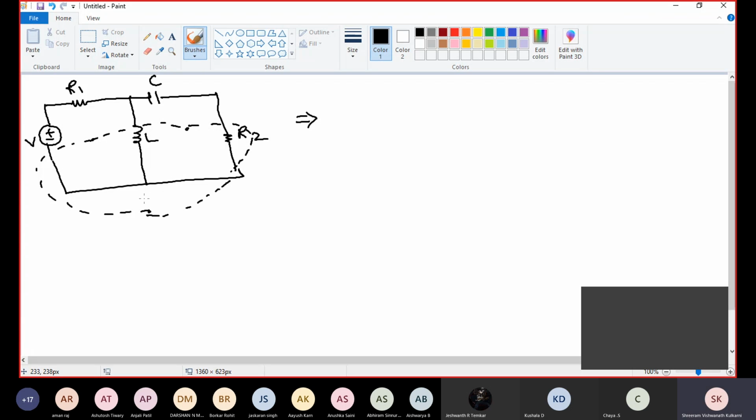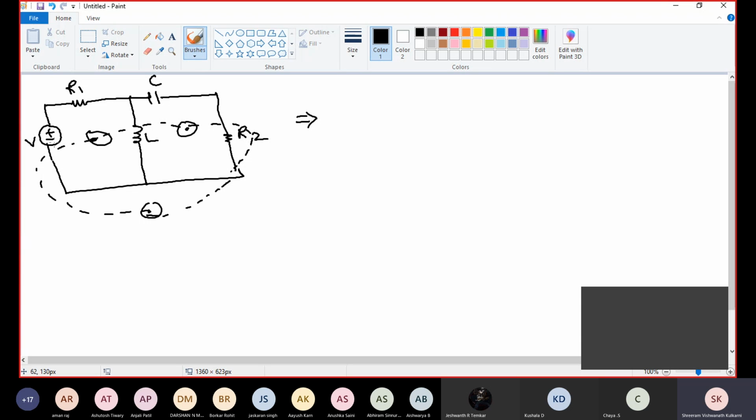Okay, first step, place the dots. 2 loops, 2 dots, 1 reference node. Then connect those inside dots with a dashed line. Then those 2 dots will be connected to the reference node while crossing the other branches. Fine.